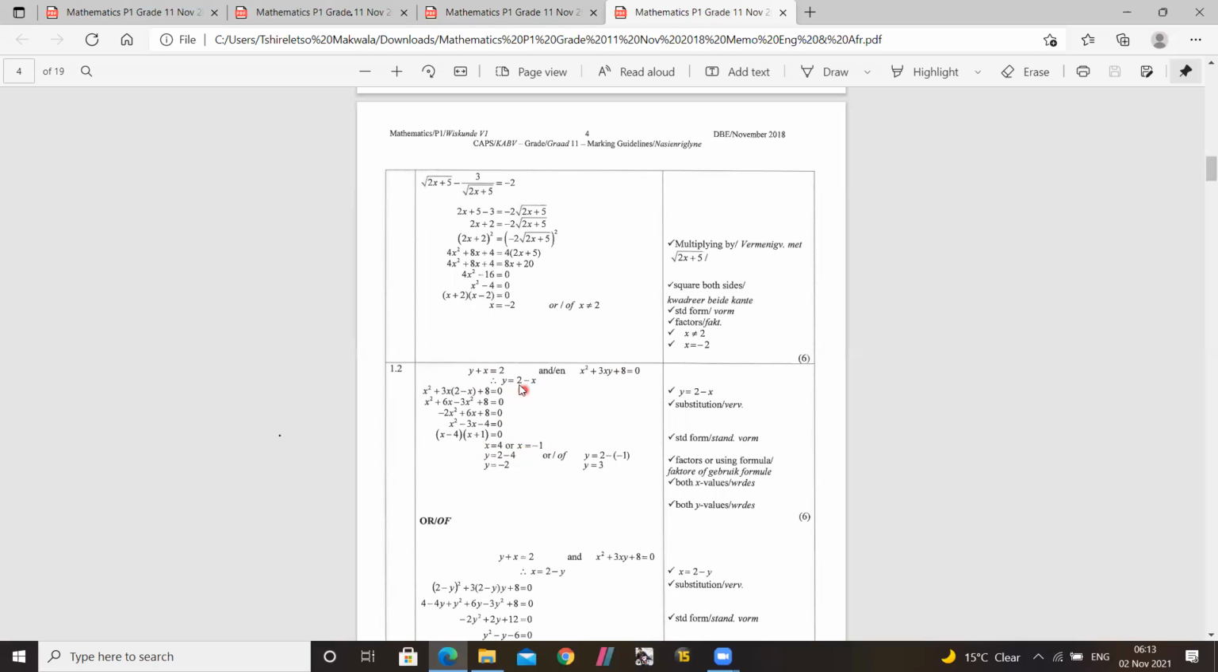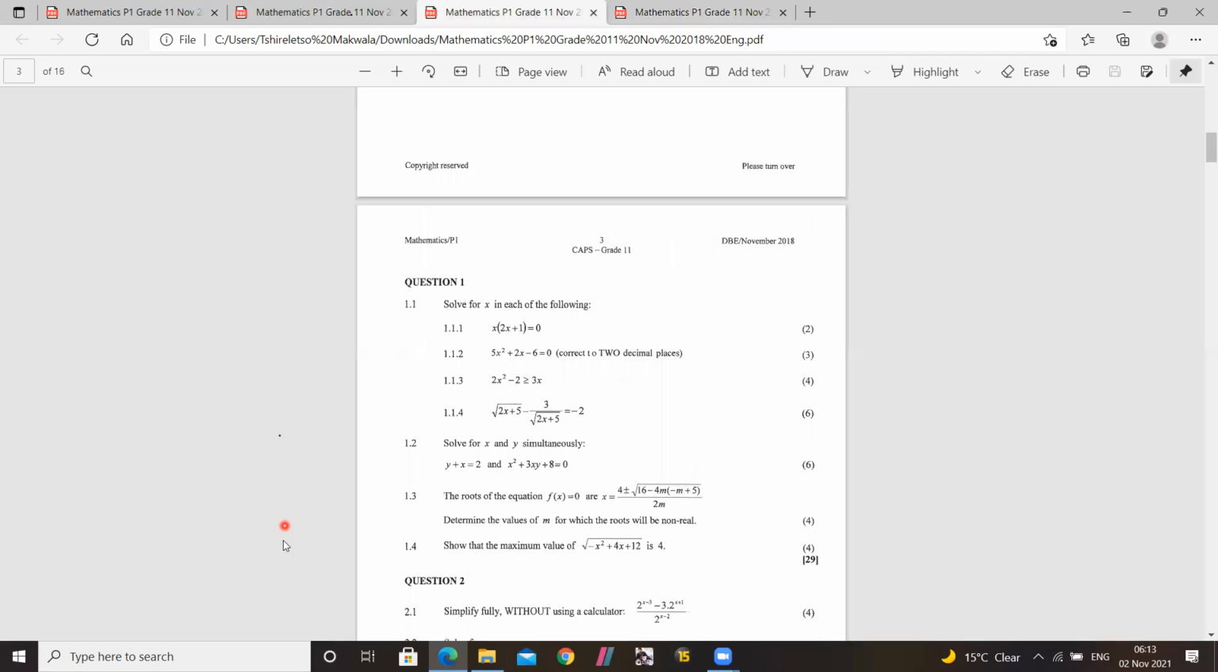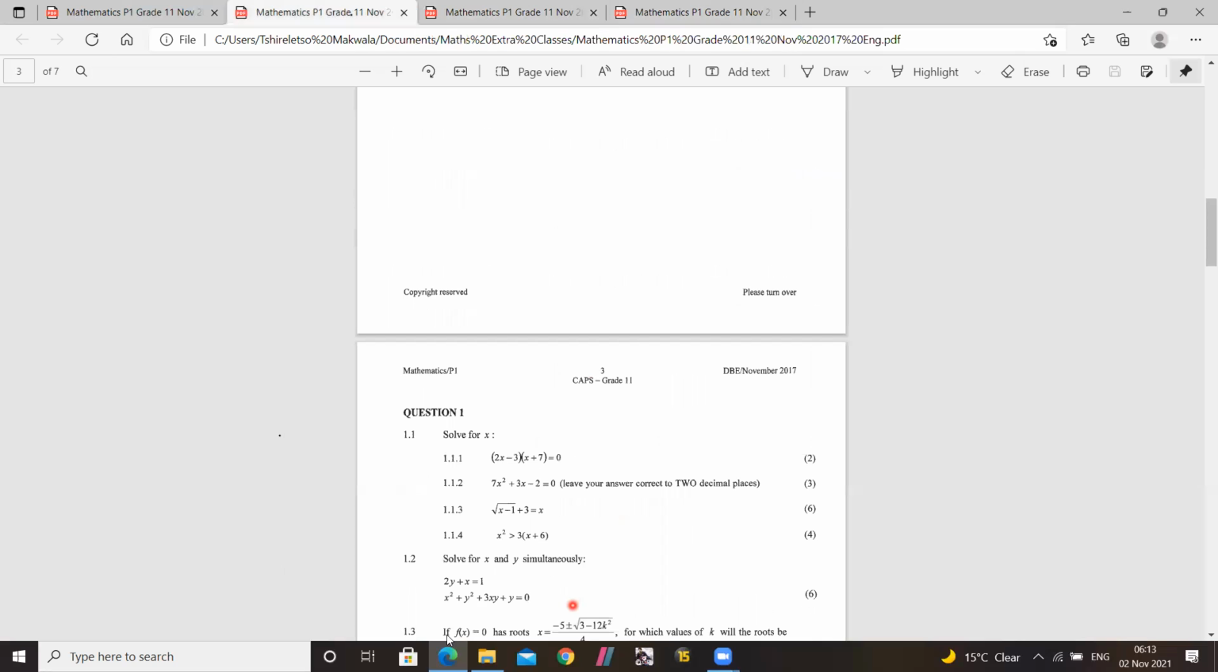So you have to substitute back into one of these equations. They chose to use this one, the third one. Substitute into any one of these three, it will work the same way. And they got these two answers. So 1.2 is a simultaneous equation, and that's how it's done. Do you see a simultaneous equation in every paper?